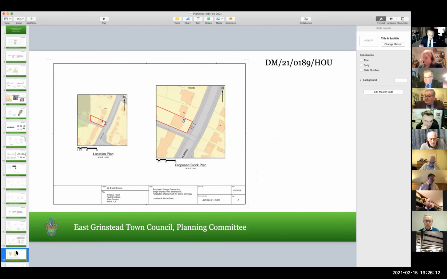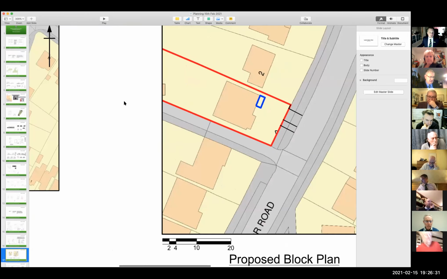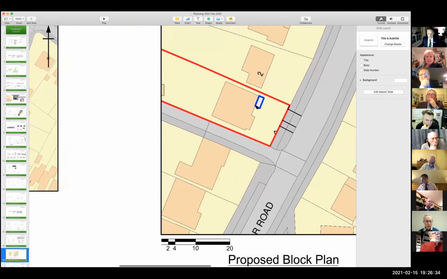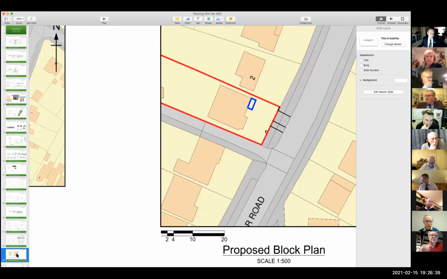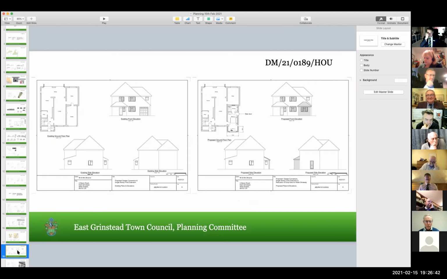Okay, DM210189 in Imberhorn. This is 4 Manor Road. It is a proposed single-storey front extension and garage conversion and relocation of dropped curb. So this is the property. This is the proposed extension site and drop curb moving. This is where I'd really like to be able to go and take photographs for you, but it'd be inappropriate at the moment. And this is the existing and proposed new little extension to the front and into the garage.